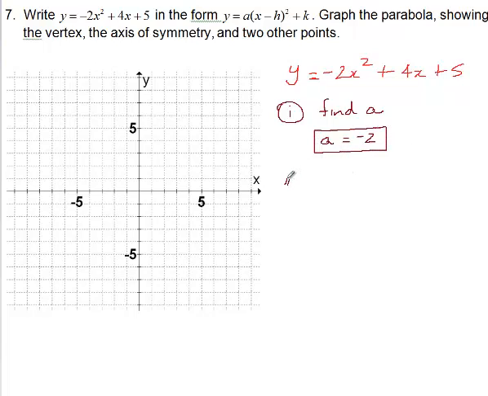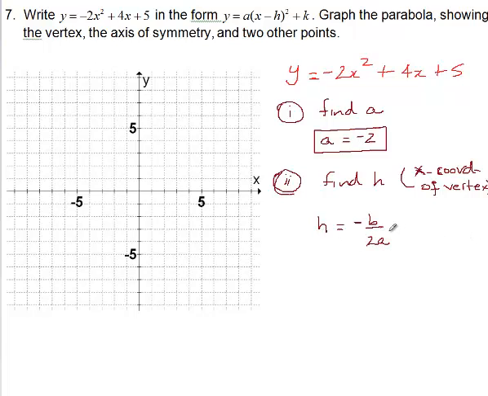Now the second step is to find h. Now how do we find the x coordinate of the vertex? Remember what h is now. H is the x coordinate of the vertex. That's what h is. Now how do we find that? Well, your teacher, I'm sure, has taught you that the x coordinate of the vertex, which is the same as the axis of symmetry, is minus b over 2a.